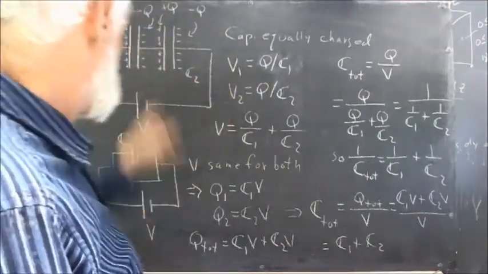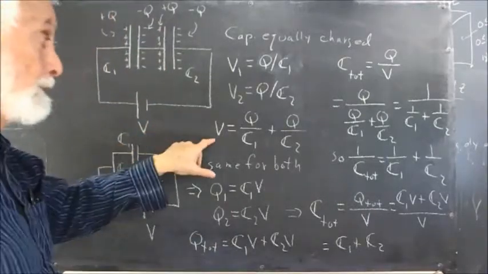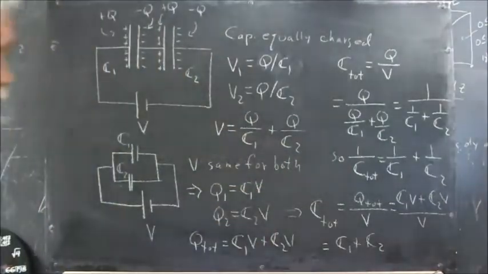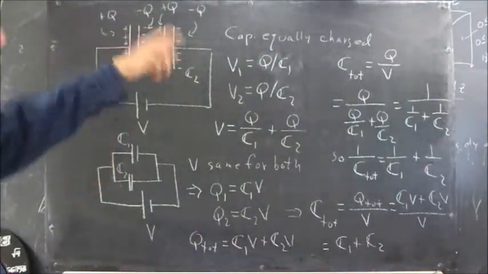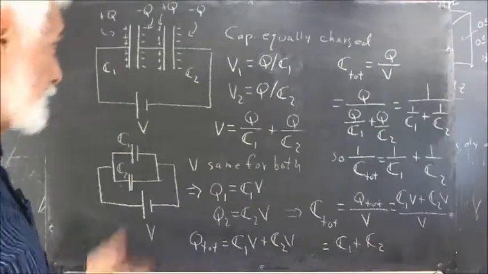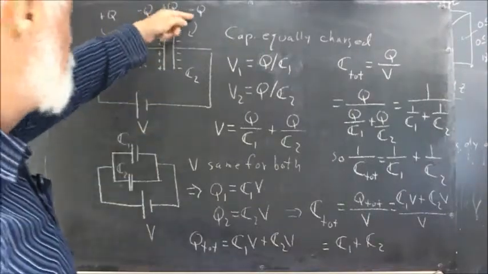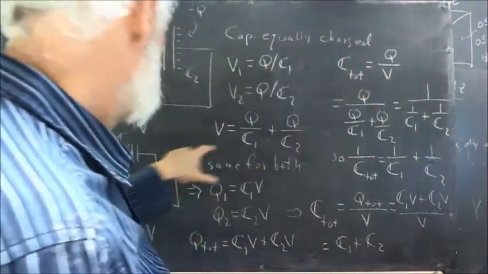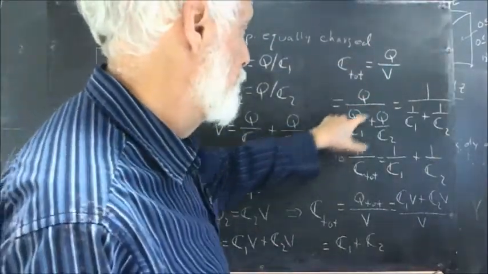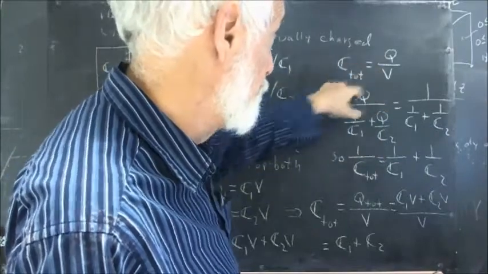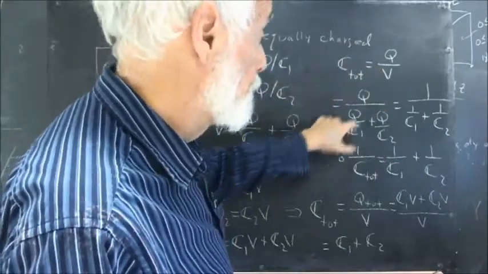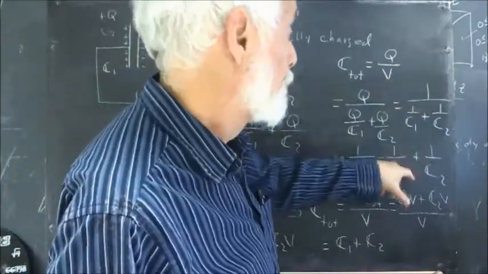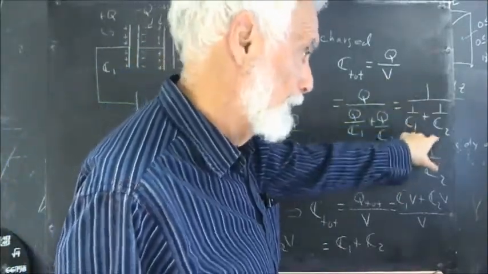Okay. And the two voltages add up to the total voltage, which is then Q over C1 plus Q over C2. Now, what's the capacitance of the system then? The capacitance is charge over voltage. That's going to be Q over V. Well, Q is Q, and V is Q over C1 plus Q over C2. So Q over V is Q divided by Q over C1 plus Q over C2. The Q's will divide out. You end up with the reciprocal of 1 over C1 plus 1 over C2.